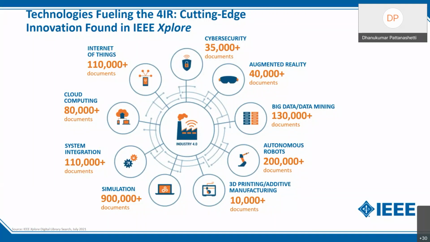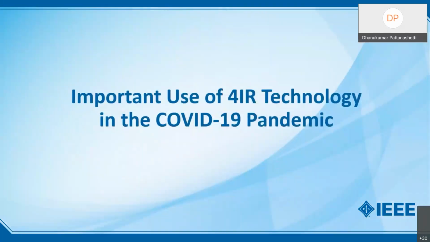And if you see the number there, these numbers designate the number of documents in the IEEE Explore digital library. You just take cybersecurity, there are 35,000 documents. So tomorrow, if you'd like to carry out a research on cybersecurity, you will find more than 35,000 documents for it. So 35,000 is a huge number. IEEE has a lot of options for you to refine based on your requirements.